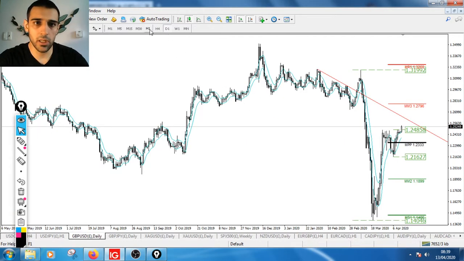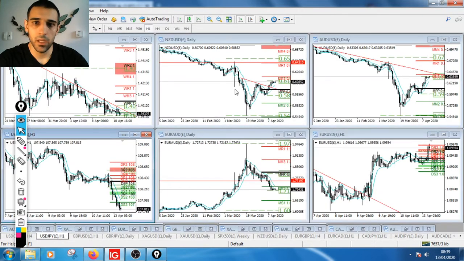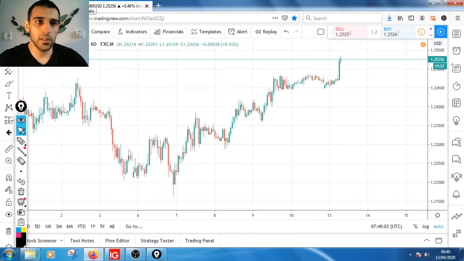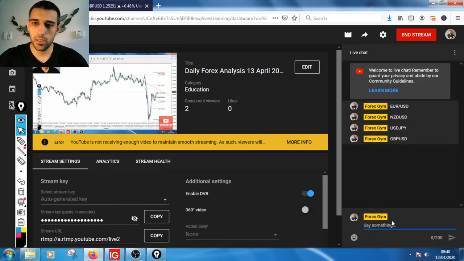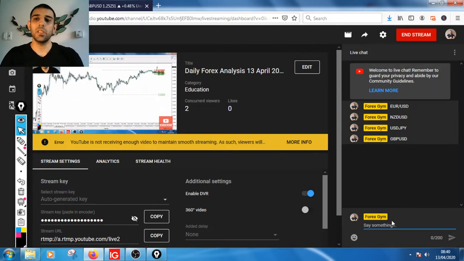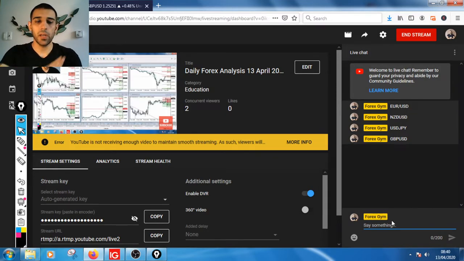So that's pretty much done with the GBPUSD. And for the trades as well, I do analyze the 4 currency pairs. Let's see. Right, GBPUSD in here. Okay, GBPUSD. So these were the 4 currency pairs. I don't see any questions, so I'm going to leave it for now.